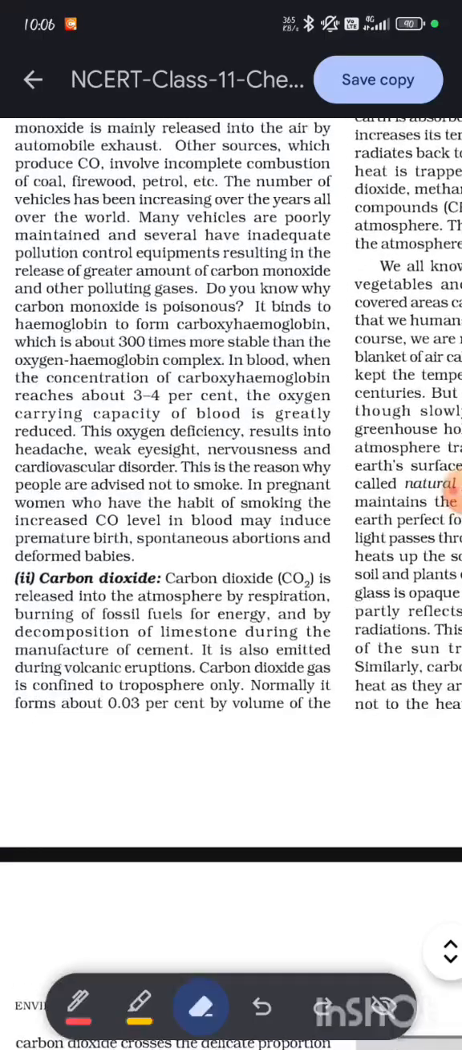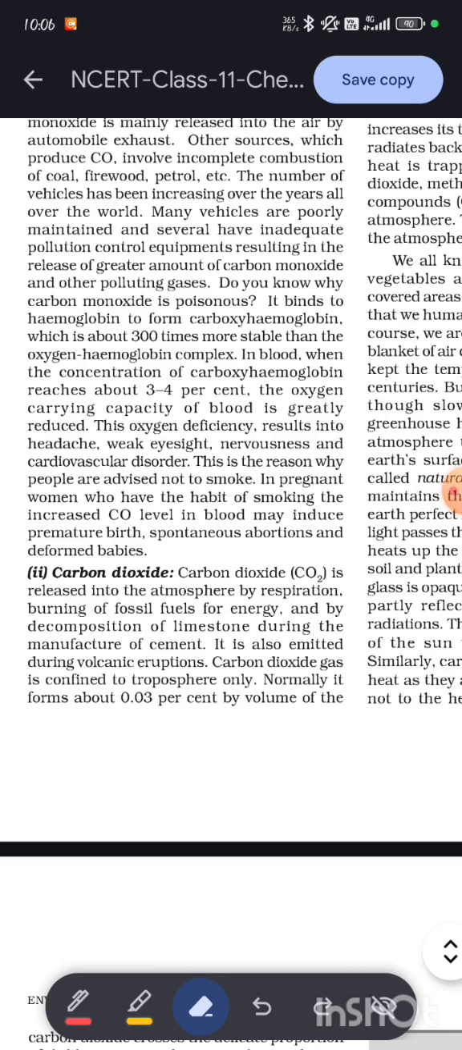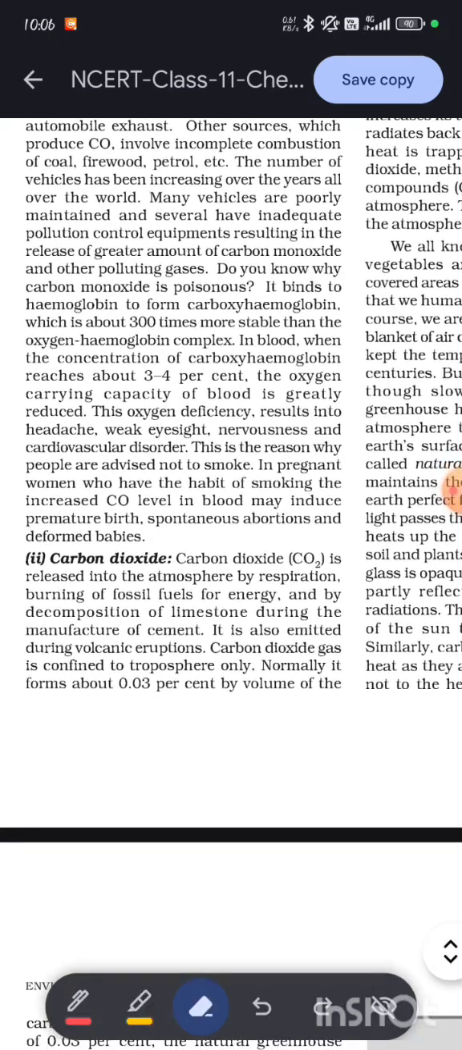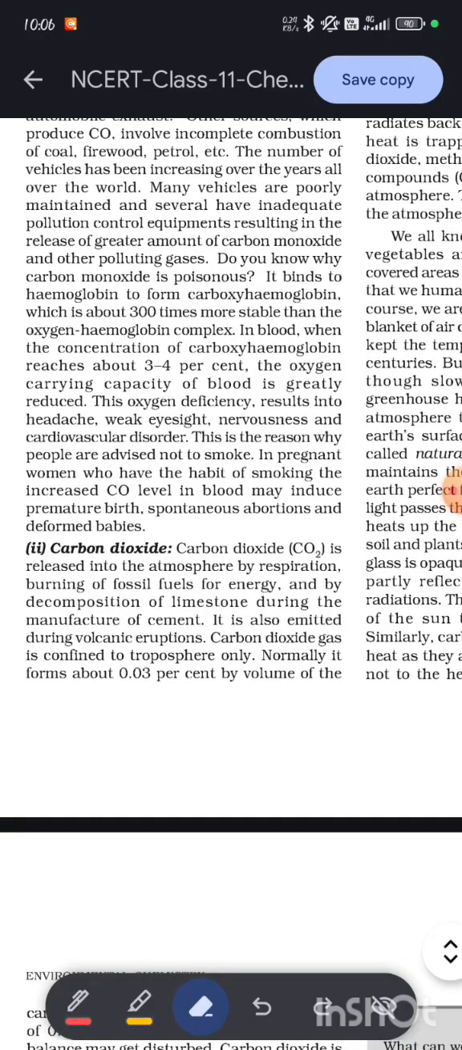The oxygen deficiency results in headache, weak eyesight, nervousness, and cardiovascular disorder. This is the reason why people are advised not to smoke, especially pregnant women who have the habit of smoking. The increased CO level in blood may induce premature birth, spontaneous abortions, and deformed babies.